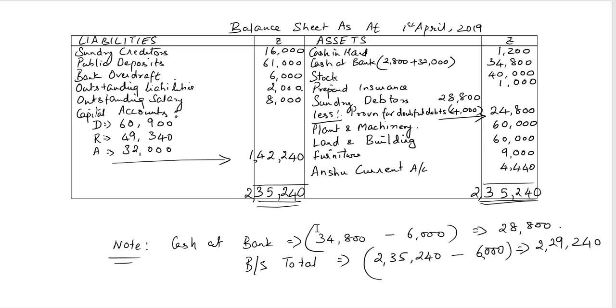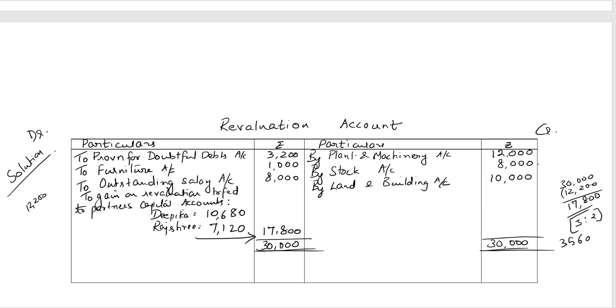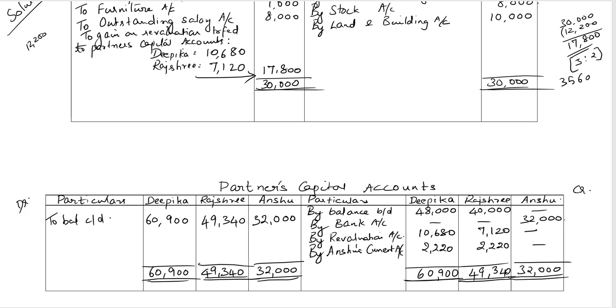So let's see all the accounts together. So this is the revaluation account prepared by us. We got a gain of 17,800 rupees, which we distributed among the old partners in OPSR, which is 3:2. Next, we prepared the partners' capital accounts, and we had to find out hidden goodwill also, which we did in the working notes.